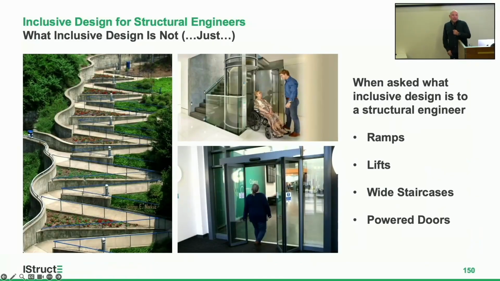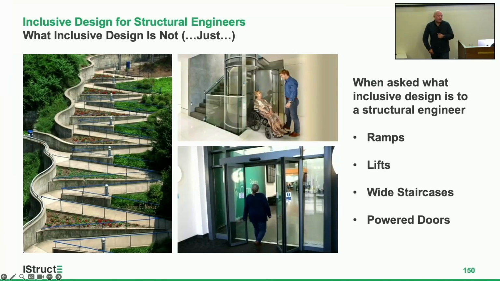So what is inclusive design? It's not just what's on the screen at the moment. The reason why I asked that question at the very start of this presentation is when the question is asked of structural engineers, what does it mean to them as inclusive design, there's a handful of go-tos, a handful of considerations that are thought about right at the beginning. Ramps. Ramps provide access for wheelchair users, for instance. They provide a level access, a way that you can actually get in and out of buildings much easier.